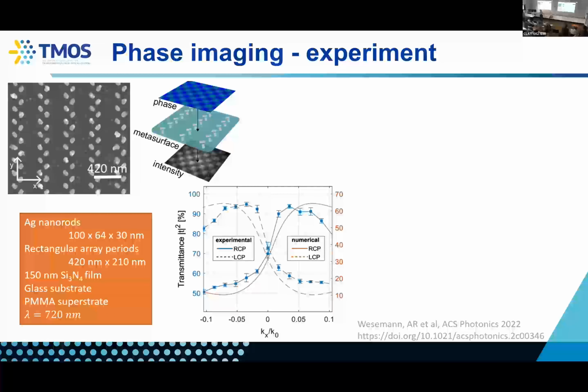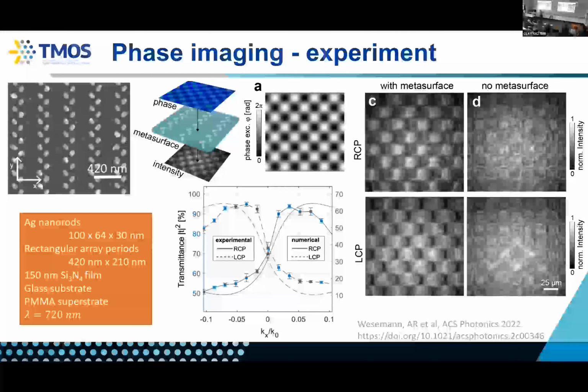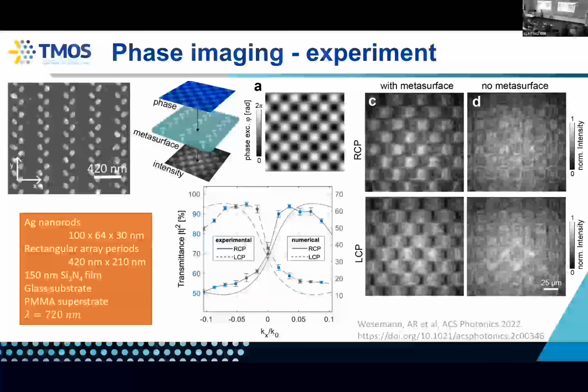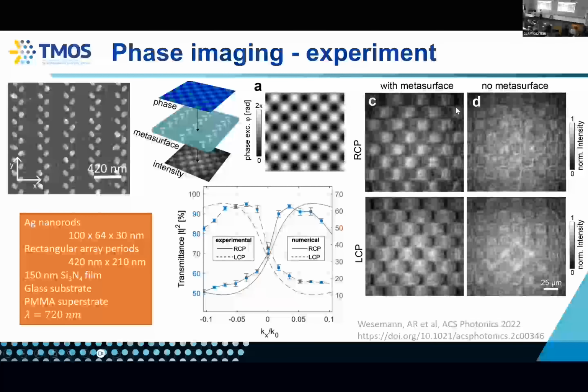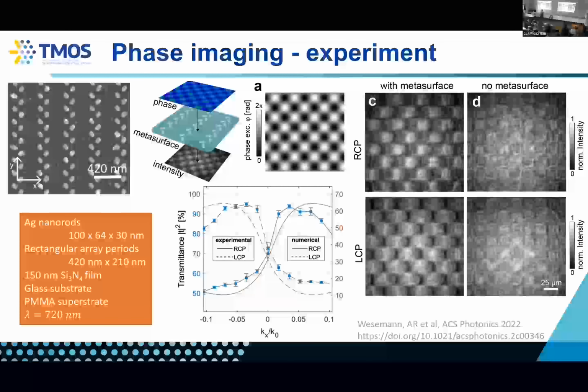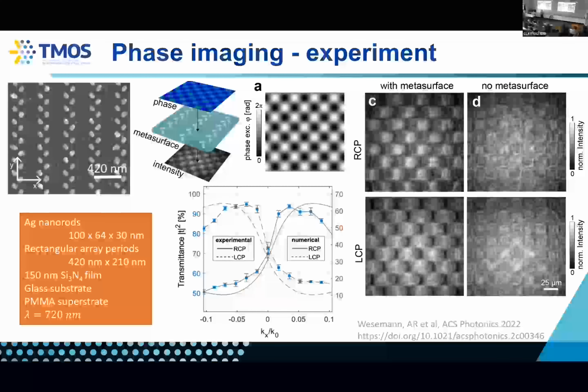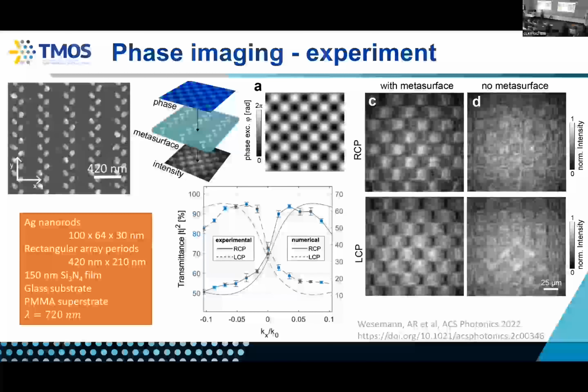Lucas again looked at a phase produced by a spatial light modulator. And here we have on the right the images obtained without the presence of the metasurface. So that's over here. And here is what is seen in the presence of the metasurface. So firstly, we can enhance the contrast. It's got this kind of relief appearance to it. And furthermore, the contrast is flipped when you change the handedness of the incident light.